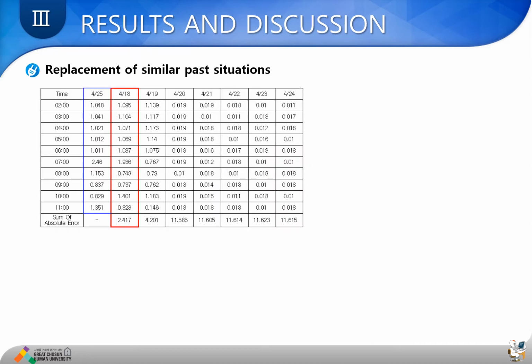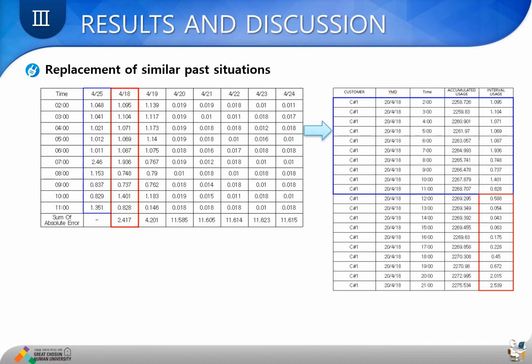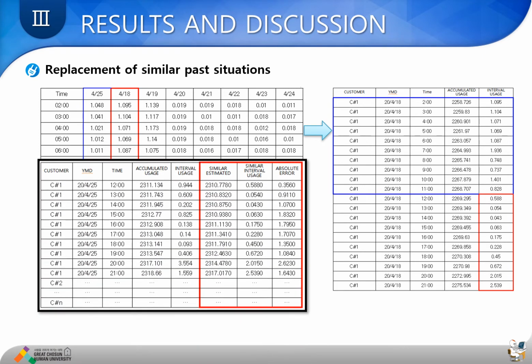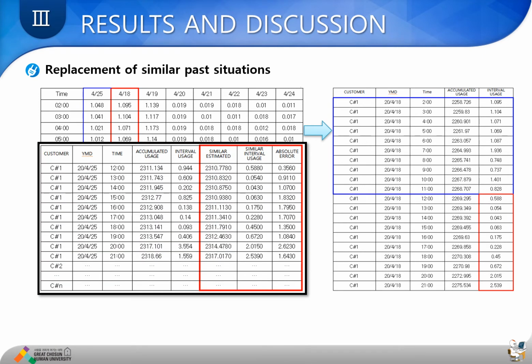This page is a replacement of similar past situation. A replacement of similar past situation is a method of finding situation in the phase in which power usage patterns are similar, and estimating missing data by referring to the usage at that time. In order to apply this method, it is first necessary to find the most similar situation for each individual customer.